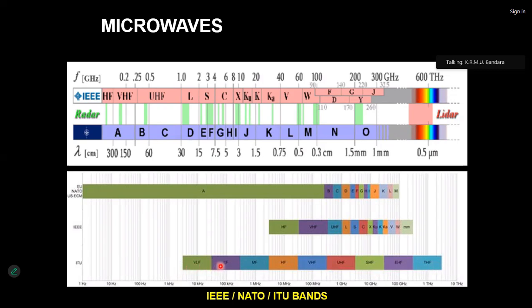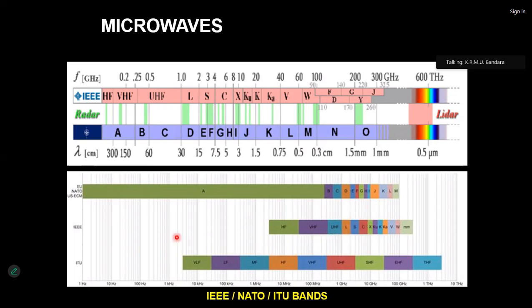Very low frequency, medium frequency, high frequency, very high frequency, ultra high frequency, super high frequency, extreme high frequency. Okay, like this. This may be THF, or you know what is this. Okay, same thing we are using here, but this is the LS. This is the IEEE using here. This is the NATO using here. You can see the all to combine together.